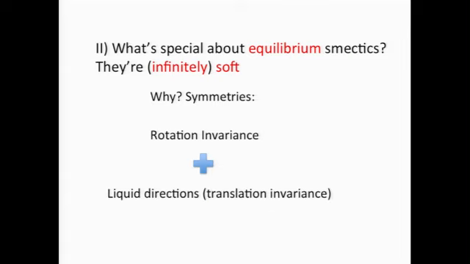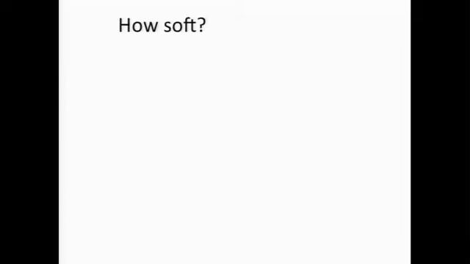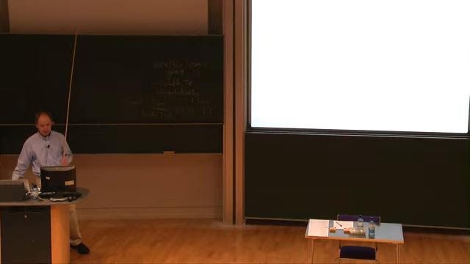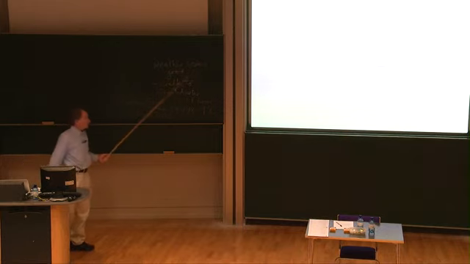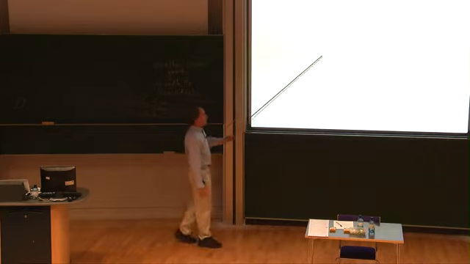That would be true no matter what phase these things went into. What's really special about a smectic is that even though you break rotation invariance and break some translation invariance, you also preserve some translation invariance. You have some liquid-like directions. And the combination of those two things makes smectics infinitely soft compared to crystals. The way to see that is to look at one particular type of fluctuation of the smectic layers.